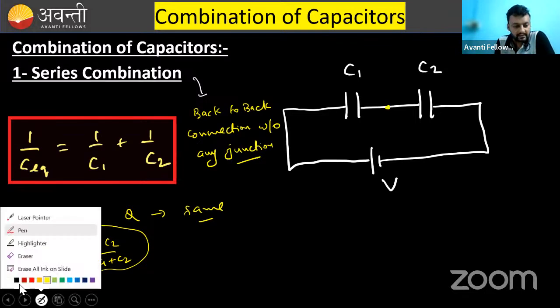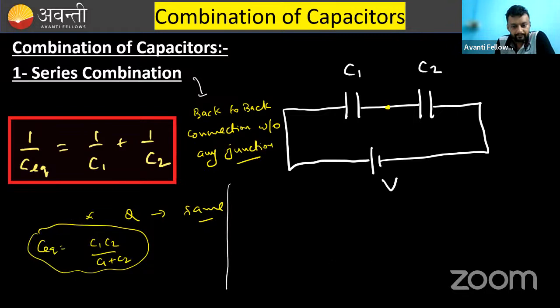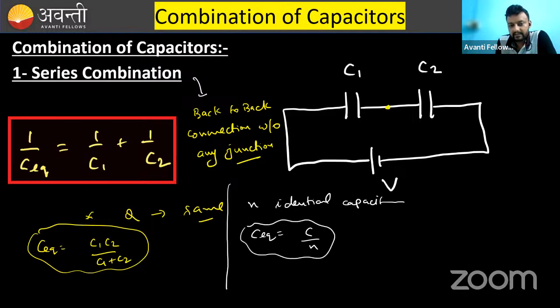One more thing, if you are asking, then I will tell you. For n identical capacitors, C equivalent is equal to C by n, where each capacitor has a capacitance C. So it will be C by n for n identical capacitors.